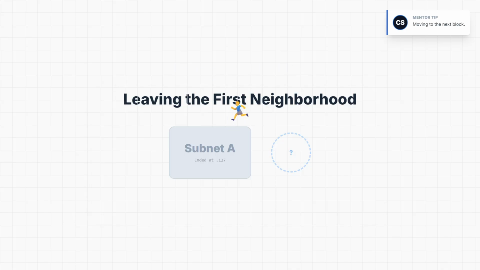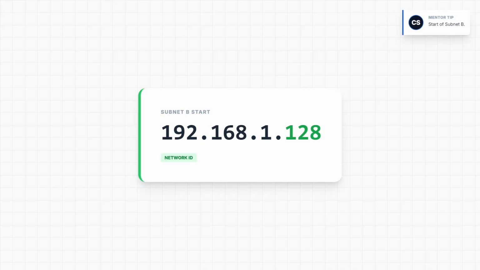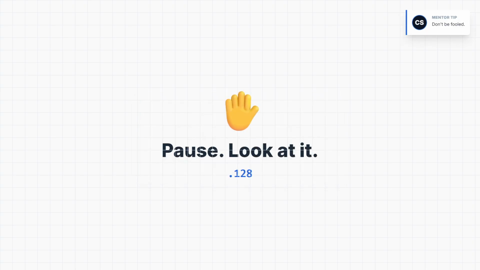Now let's jump over the wall. Let's look at the second neighborhood, Subnet B. If the first neighborhood ended at .127, the second one must start at the very next number. There are no gaps in IP addressing, so the network ID for the second subnet is 192.168.1.128. I want you to pause and look at that number. .128. This is the part that confuses beginners.